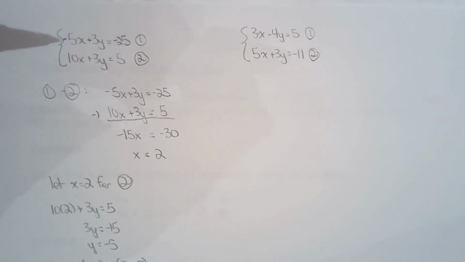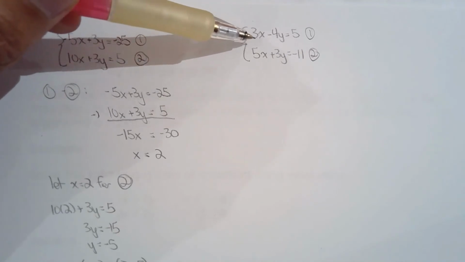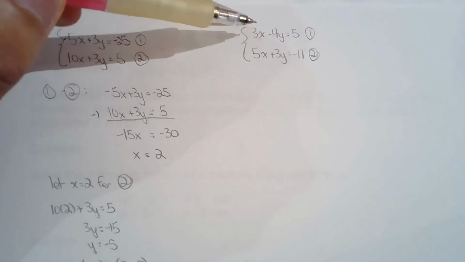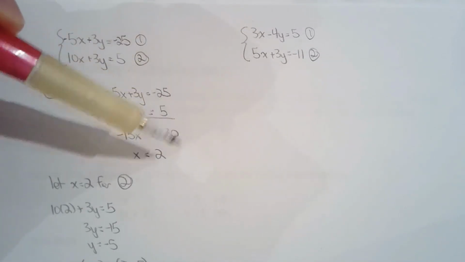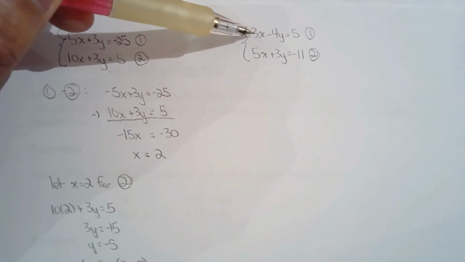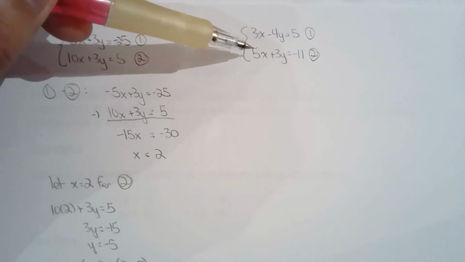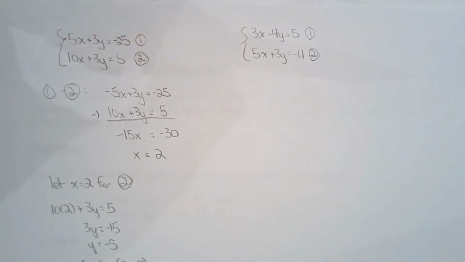But what I can do is multiply. Okay, first we have to have a target, sorry. We have a target. Do we want to eliminate x or do we want to eliminate y? If you want to eliminate x, you want to find the least common multiple between 3 and 5. Or you can think of lowest common denominator. So 3 and 5, the least common multiple is 15.